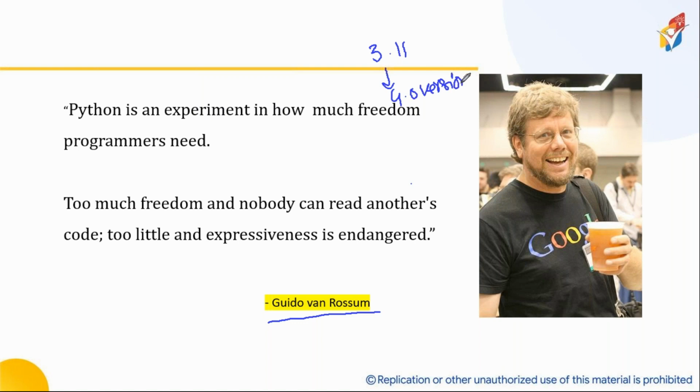Once we get Python 4.0, we'll get LCNC. What is the meaning of LCNC? Low code, no code. That means without writing many lines of code, you can develop your application. That is the beauty of the next version which is coming up, but we don't know when it will come into the market.